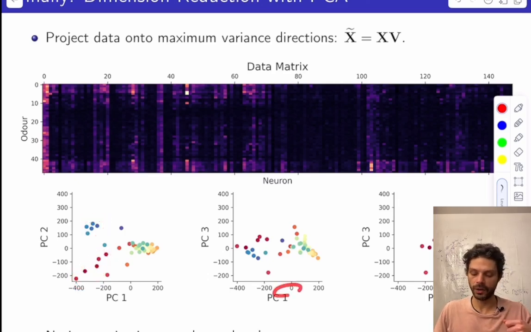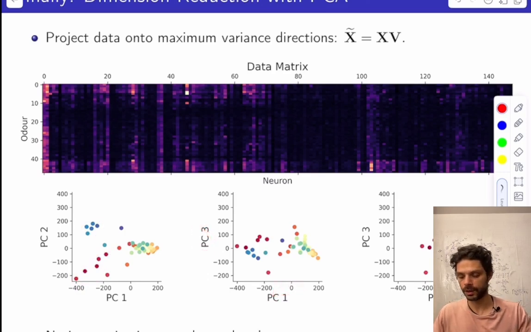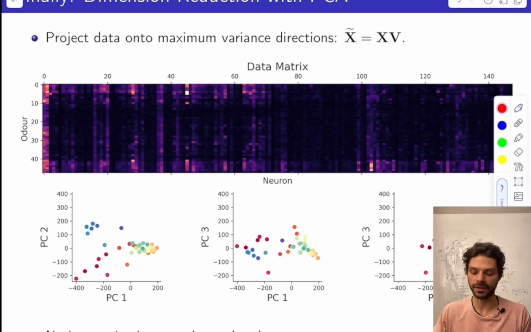And you can compare other pairs of these principal components as well. Looks like there's a split also along PC2 and PC3. Could be the same one actually. So PC2 seems to really split the odor responses. But we didn't build that in. It just so happens that's in the data.